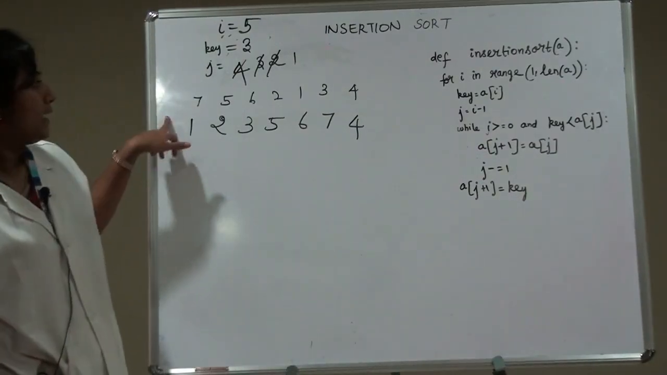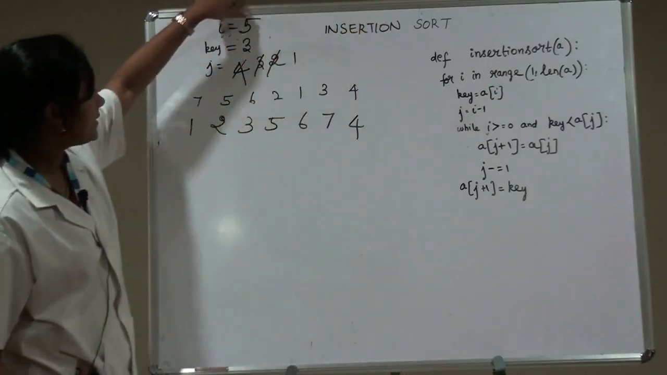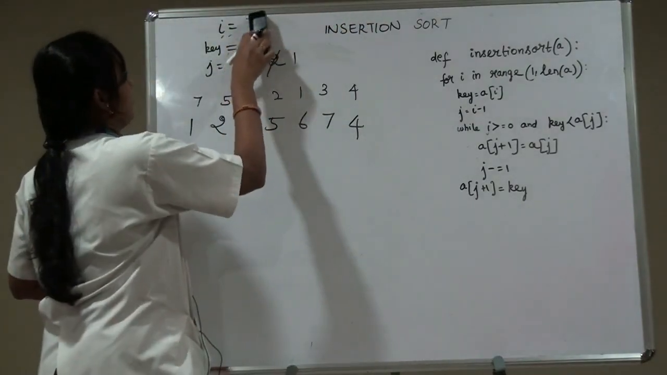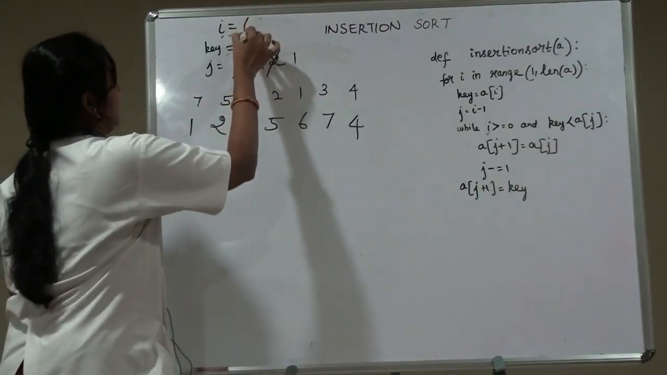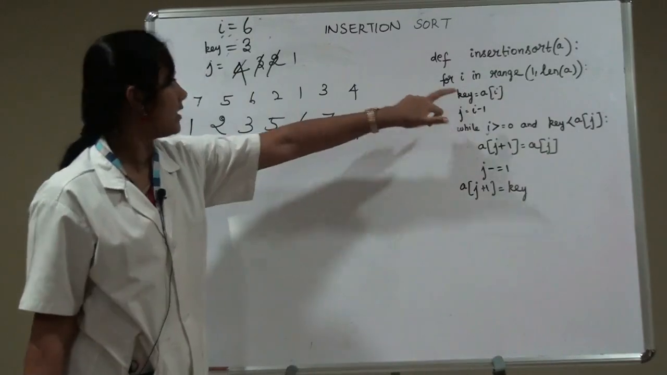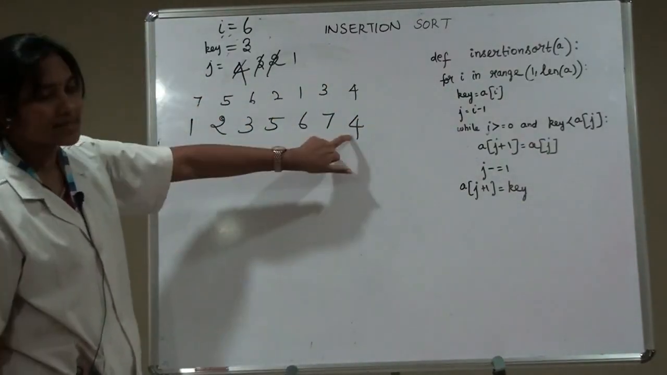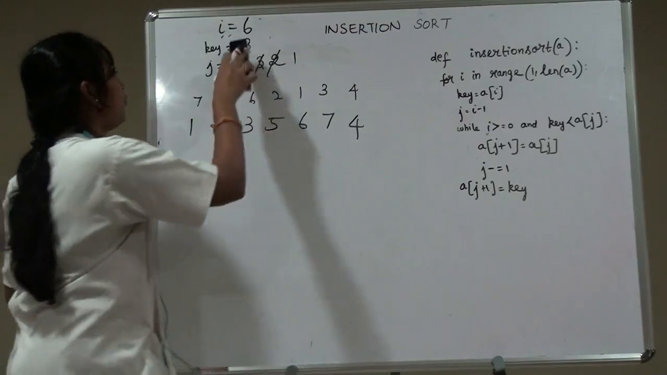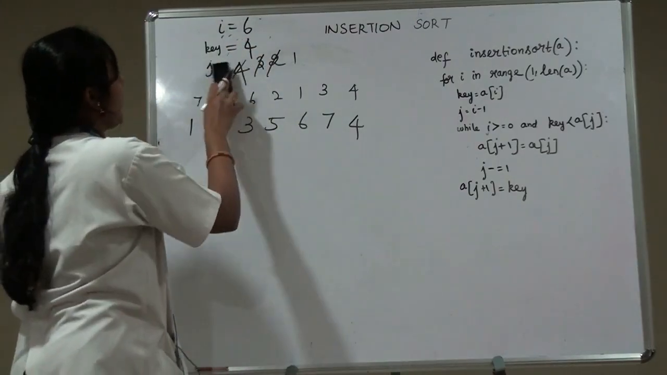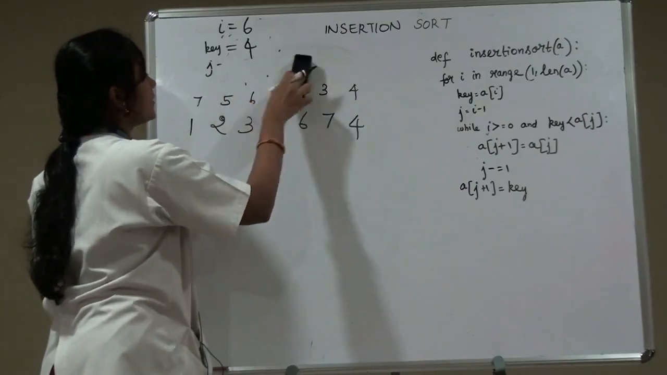So final iteration. So in this iteration, I will take the value 6. So what is our key? Key is A of 6. So what is A of 6? Last element in the array, which is 4. What is the value of j? I minus 1. So 6 minus 1, 5.